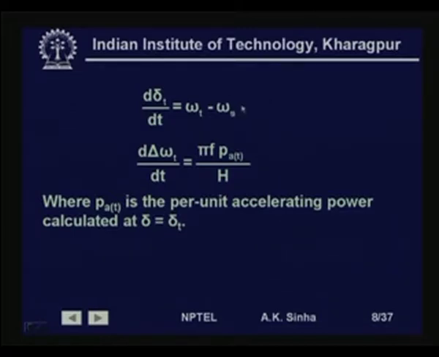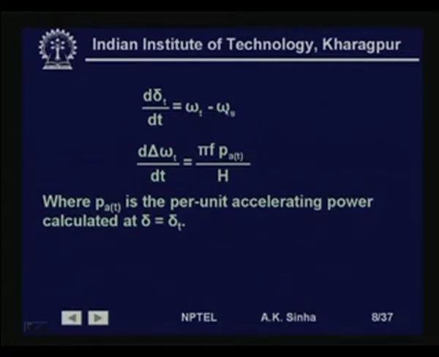So, we write this as delta omega t, that is the change from the synchronous speed. We are all the time talking about the change in speed from the synchronously rotating reference frame. That is why we are writing this as delta omega t. So, delta omega t is omega t minus omega s.